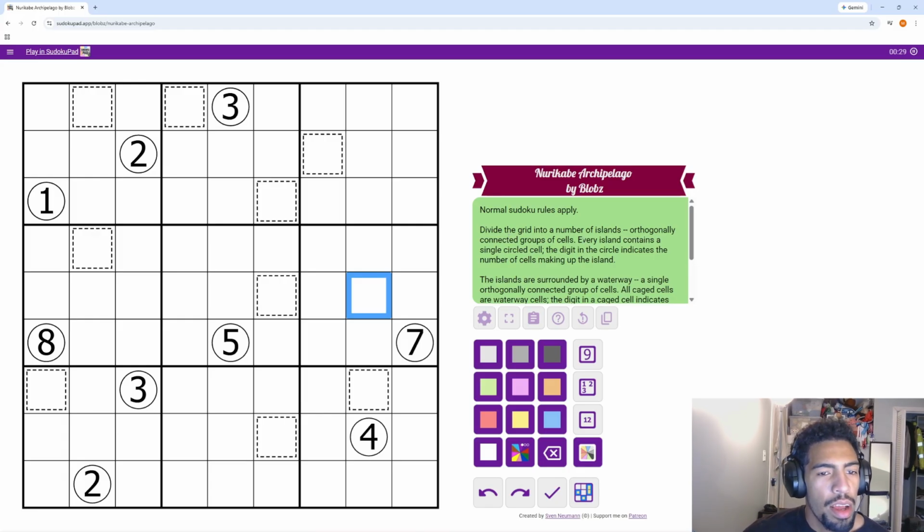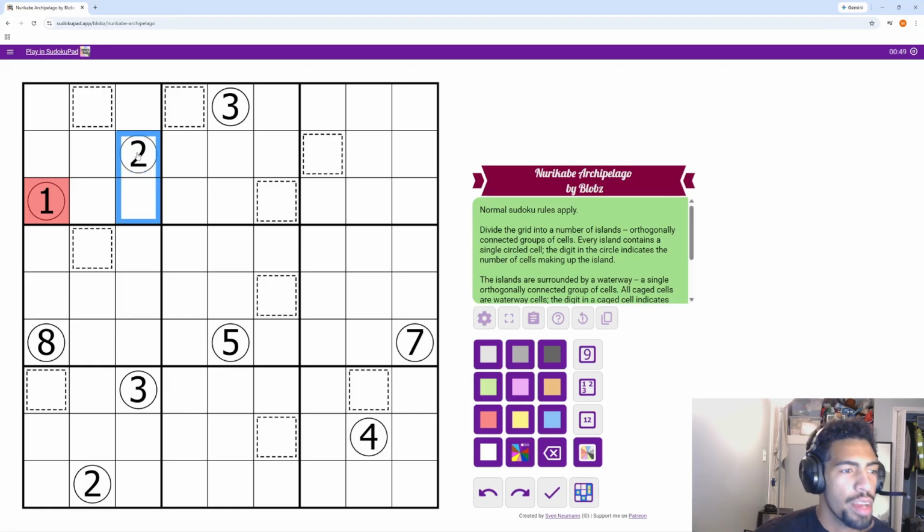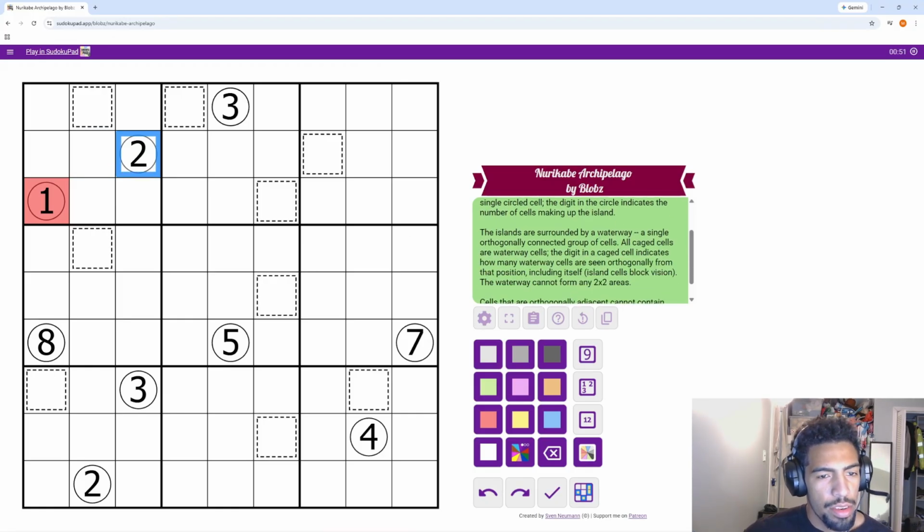Okay? Every island contains a single circled cell. Sure. The digit in the circle indicates the number of cells making up that island. So this is its own island. And this is an island with either this digit, that digit, that digit, or that digit. Okay? The islands are surrounded by a waterway, a single orthogonally connected group of cells.